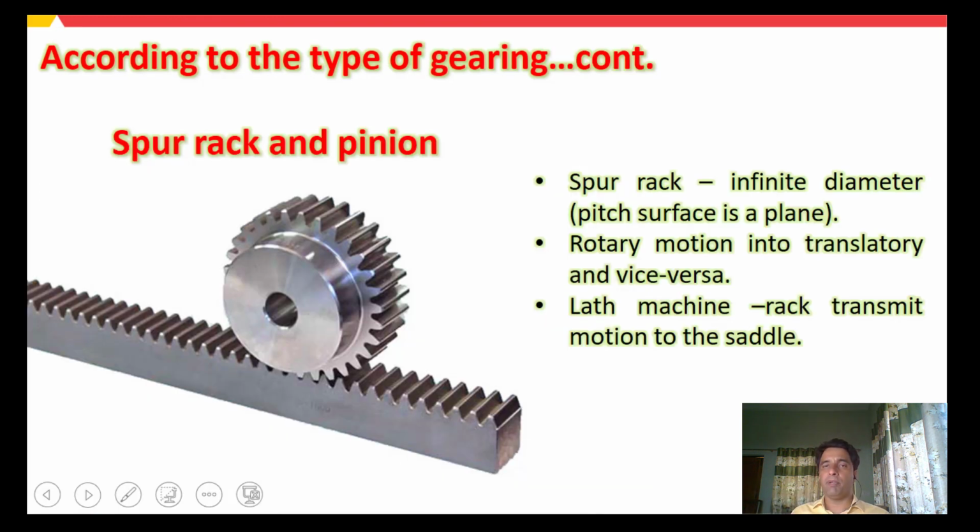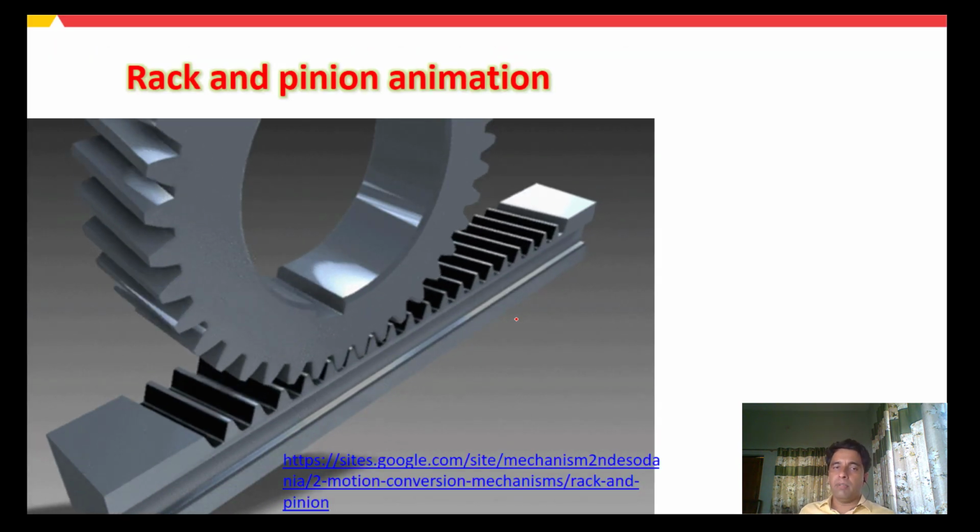Then spur rack and pinion. In this case, the spur rack is a special case of spur gear where it is made of infinite diameter, so that the pitch surface is a plane. The spur rack and pinion combination basically converts rotary motion into translatory motion or vice versa. One example mentioned here is the lathe machine, where the rack transmits motion to the saddle. The saddle moves in a translatory way. Now you can see in this animation how it happens.